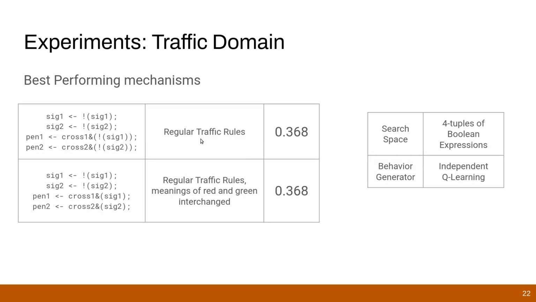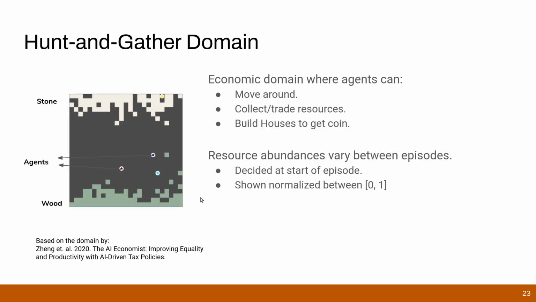We now apply our approach in experiments, starting with the traffic domain that we discussed. We find several sensible mechanisms among the best performing ones that the approach finds. Particularly, we have the usual signals and rules that the agent must cross only when the signal is green, and another one that is the same except with the meanings of red and green interchanged.